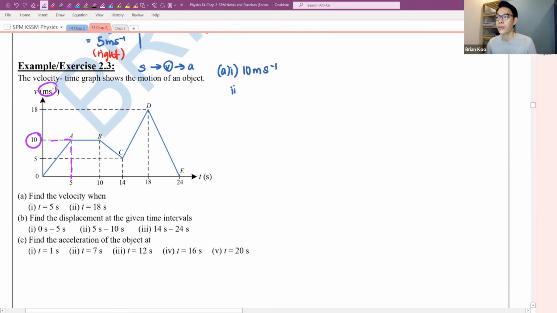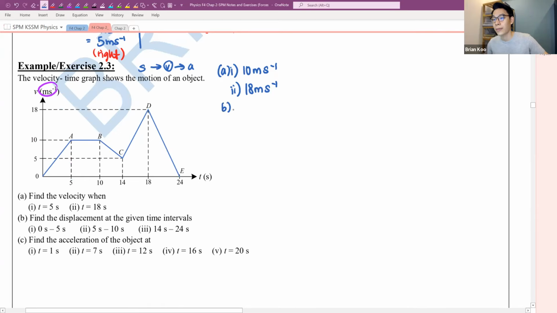Part A2, 18 seconds. At 18 seconds, it's an easy one, we go through quickly. The velocity is 18 meters per second. Just reading values from the graph. They ask for velocity, and this graph is velocity already, so we don't even need to calculate anything.